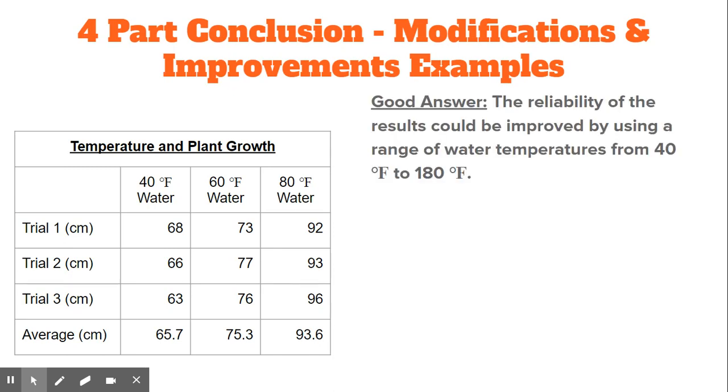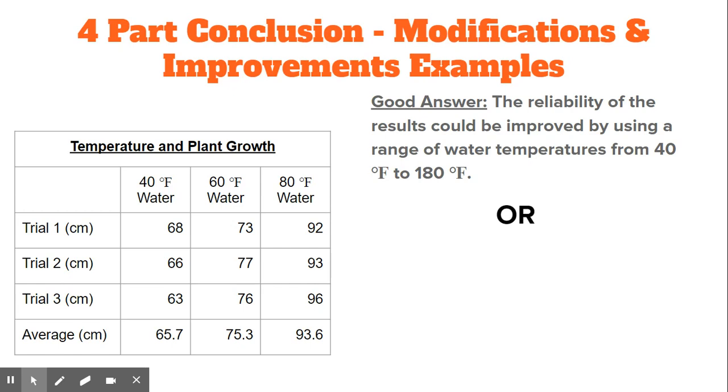A good answer on this would say something like, the reliability of the results could be improved by using a range of water temperatures from 40 to 180 degrees. It's talking about how it plans to fix or address that idea of not using enough water temperatures to see if there's a temperature that's too hot.